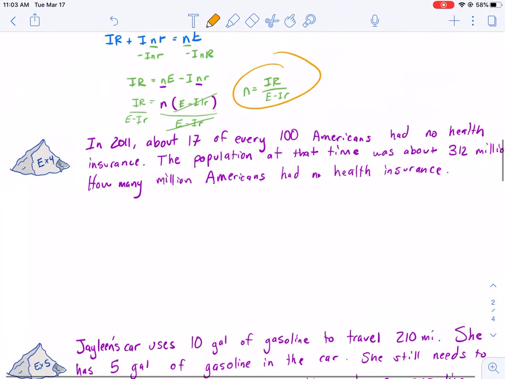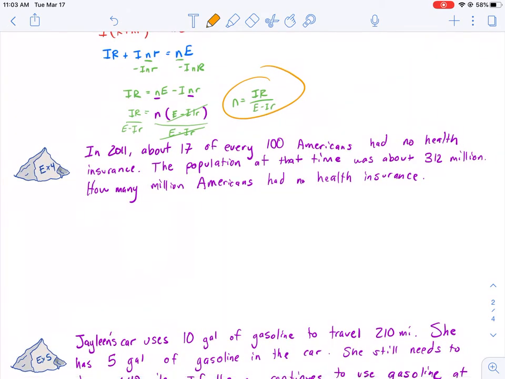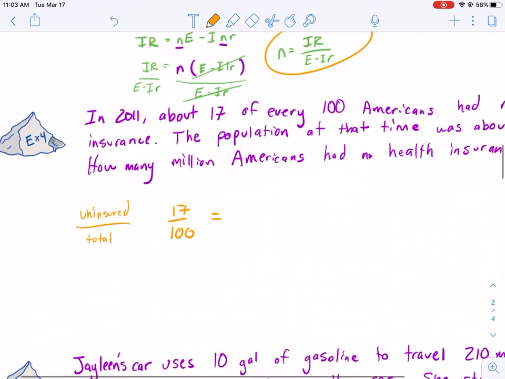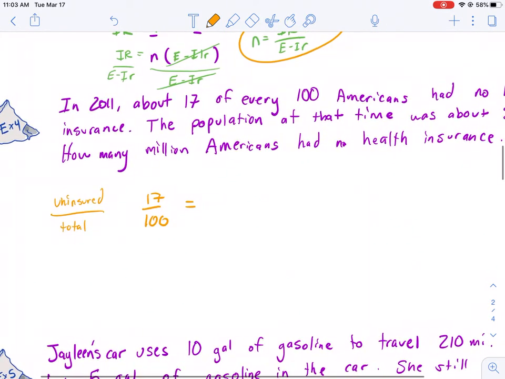Here we have a word problem, kind of putting it into perspective. So the problem is in 2011, about 17 out of 100 Americans had no health insurance. The population at the time was about 312 million. How many million Americans had no health insurance? So we know we're comparing the uninsured to the total number of Americans, and that's 17 out of 100. Now, this proportion needs to stay the same. This ratio needs to stay the same.